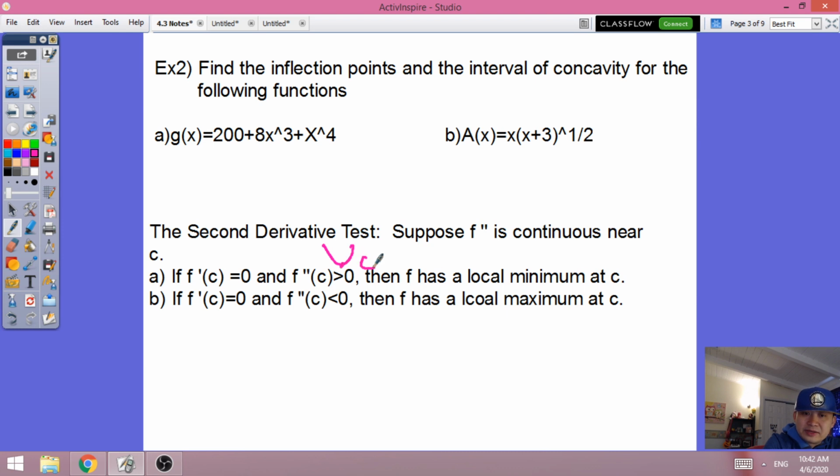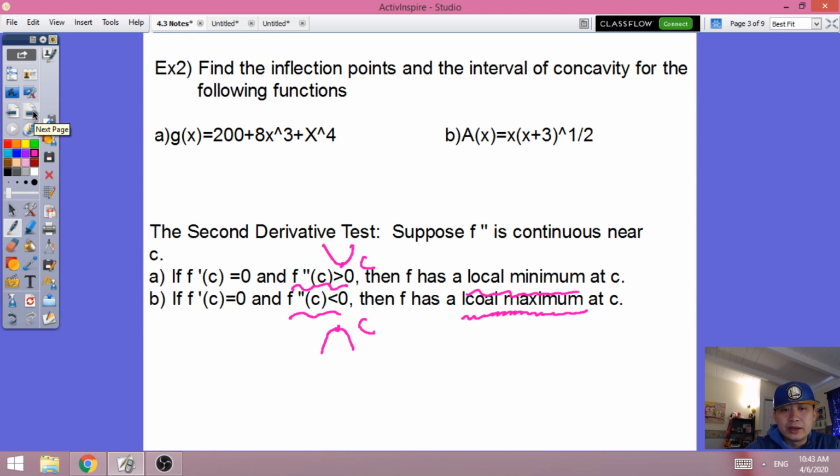So at the value of c, it shows that it's a local minimum here. And then for the other part, if f prime of c equals 0, it shows that c is the critical number. But f double prime of c is less than 0, so that means it's concave downward. And then point c here shows that this point is the local maximum. Okay, again, second derivative, what does that imply? The concavity.